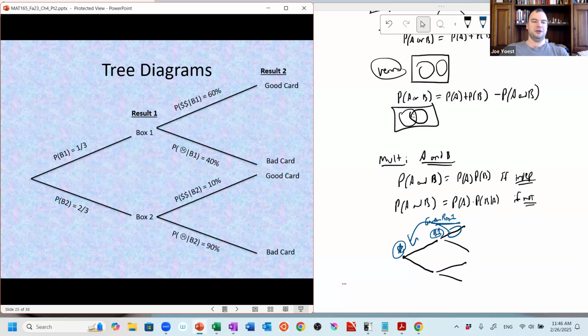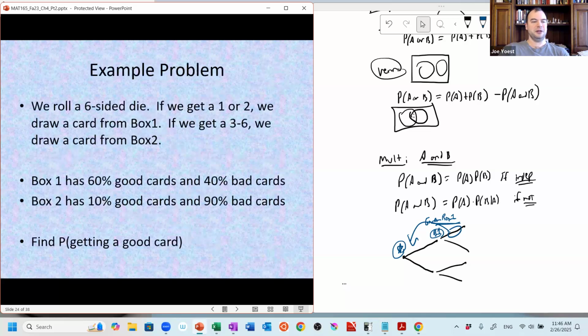Like, best case scenario for me would be if I could cheat and roll a one or a two every time and go to box one. Box one is certainly more favorable for me, right? If I could cheat and go to box one all the time, I would get good cards 60% of the time. So I know that my real answer can't be more than 60%.